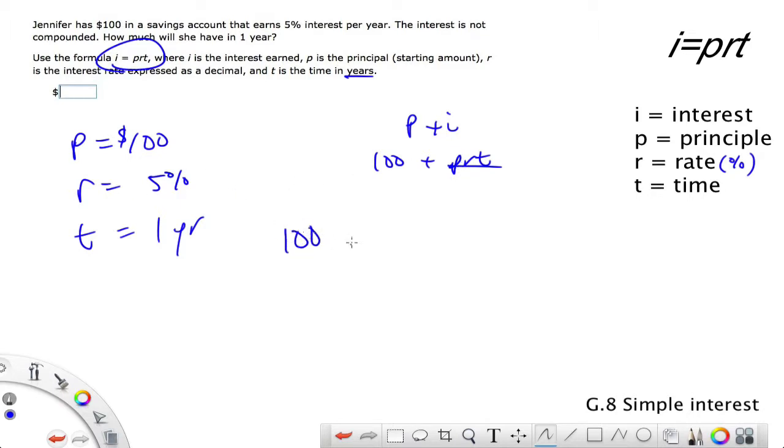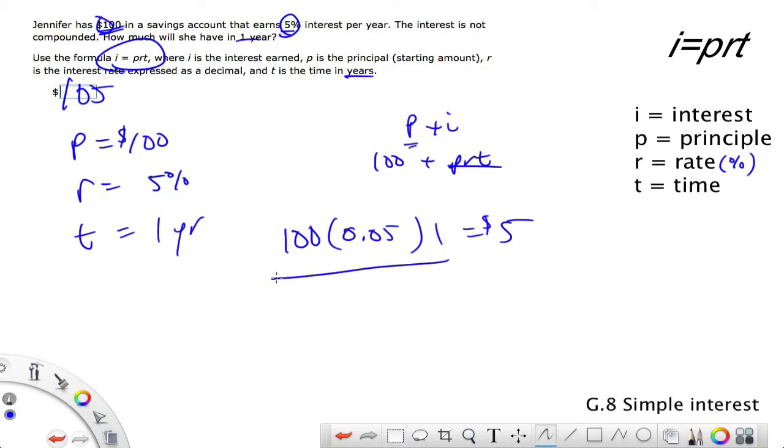So we have 100 times the rate, which is 5%, but we don't write 5, 0.05. And over 1 year is times 1. So in this case, she's going to earn $5 in interest. To that, she'll have to add the $100 she started with, so she'll have $105 by the end of the year. So the faster way to do this is say 5 times 1, and know that, oh, remember this is percent. For every $100, we'll get 5 for 1 year. So again, multiplying this way, ignoring decimals, is the best way to go about doing this.